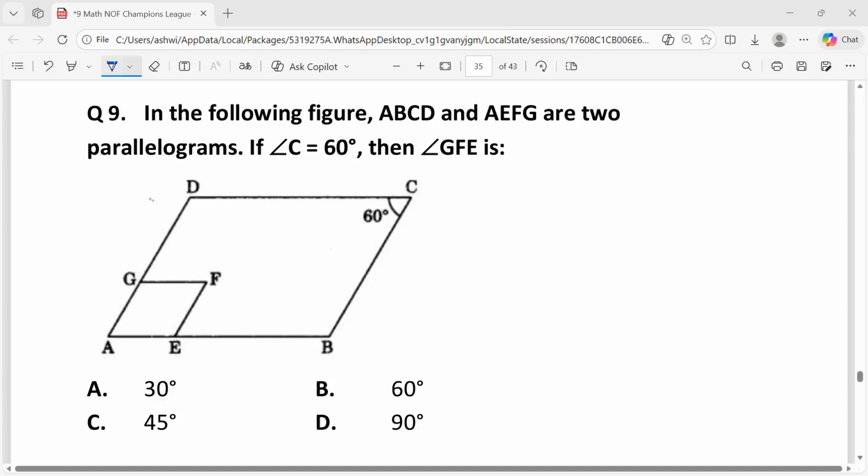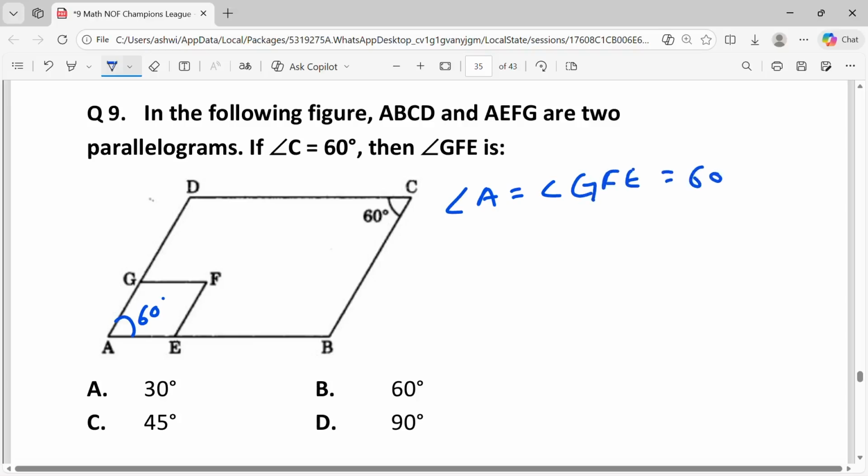Question 9. In the following figure, ABCD and AEFG are two parallelograms. If angle C is equal to 60 degrees, then angle GFE is. In parallelogram ABCD, opposite angles are equal, so angle C is equal to angle A, that is 60 degrees. In parallelogram AEFG, opposite angles are also equal, so angle A is equal to angle GFE, which is equal to 60 degrees. So the answer is B, 60 degrees.